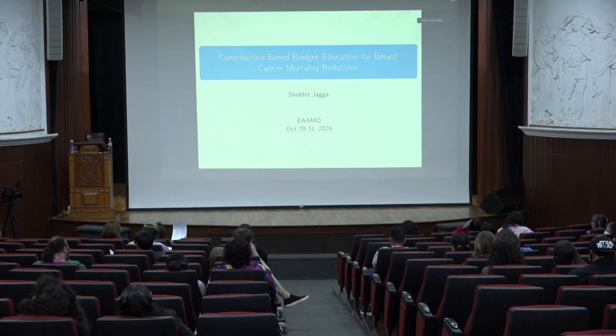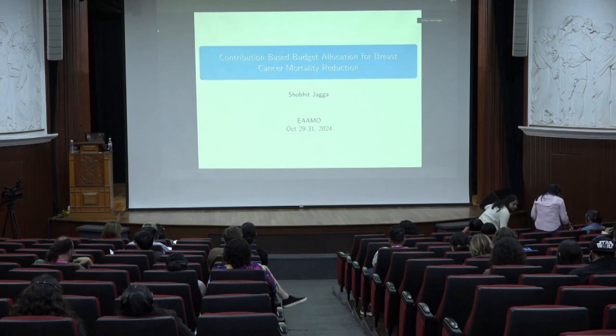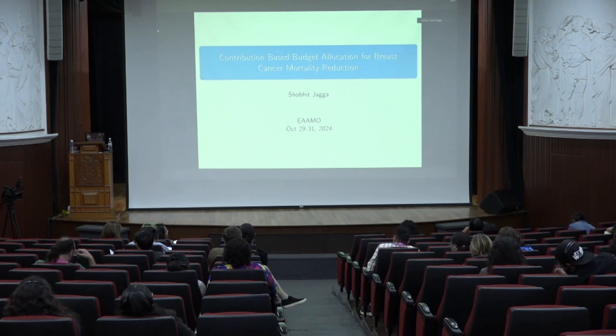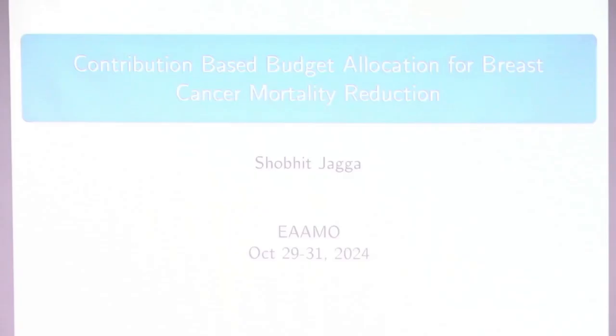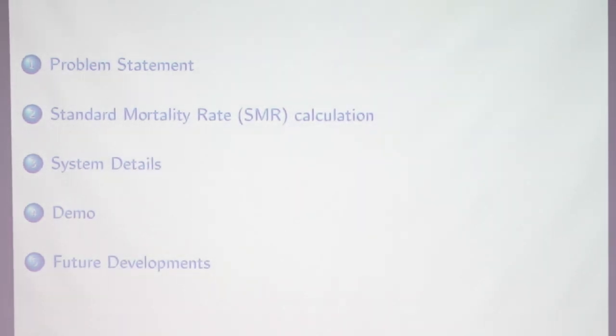Today, I'm going to present my social hackathon project: contribution based budget allocation for breast cancer mortality reduction. The proposed solution consists of a prediction model for predicting breast cancer risk, along with the contributions of various risk factors, and guide policy making towards that. I will begin with discussing the relevance of the problem that we are trying to solve, and then I will move on to the model and prototype details along with the future developments.